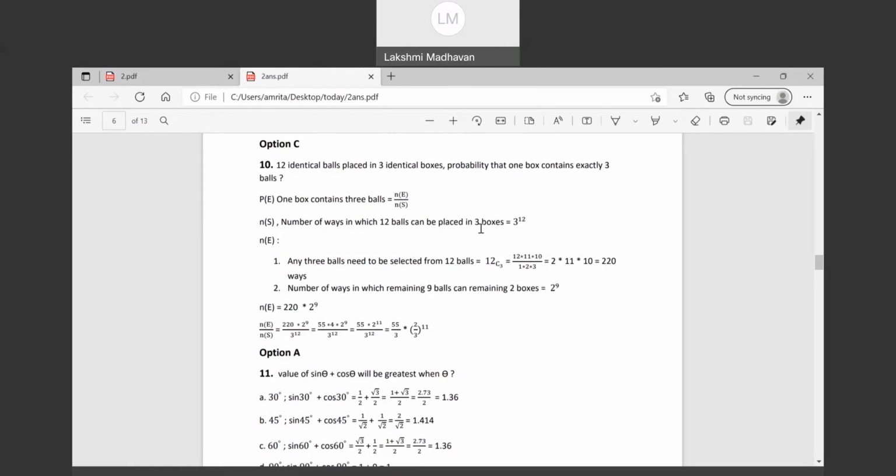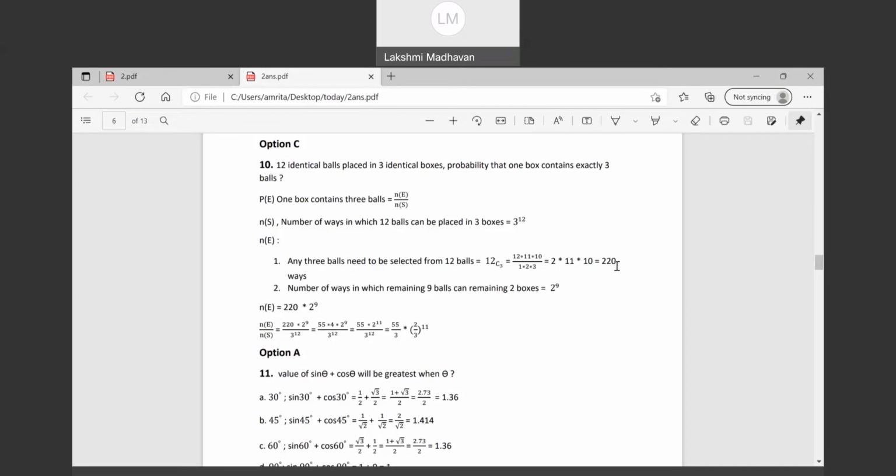Now we have to find out what the conditions are. So the first condition is I have to select any 3 balls from the 12 balls that is the total. So it's 12C3. We can solve this and we have the value as 220. So that's the first case. Any 3 balls can be selected from the 12 balls.